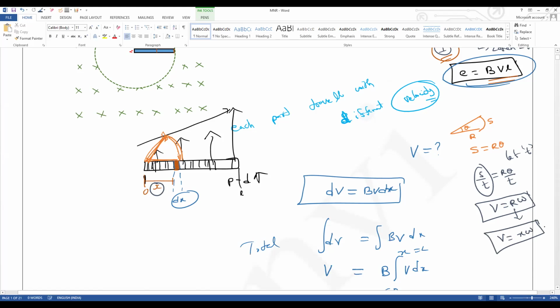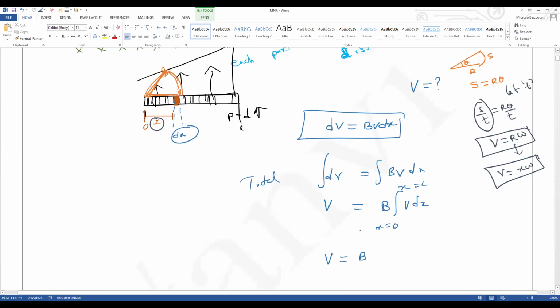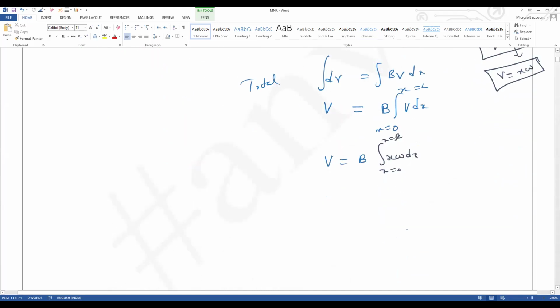Do you all agree with me, guys? So the emf is equal to the integral of x omega into dx. Here again, omega remains constant. Angular velocity remains constant. Am I right or wrong? So omega is outside, and we integrate dx.